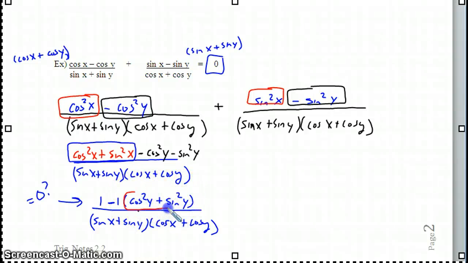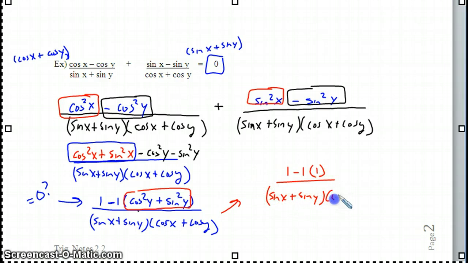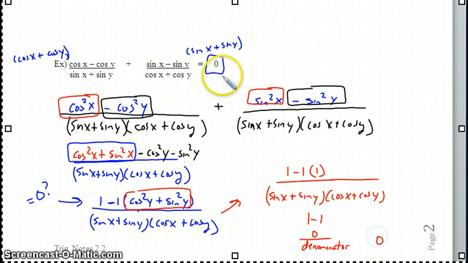This now is the Pythagorean identity, that is 1. So now what I have, if I come over here, I have 1 minus 1 times this is a 1, over sine x plus sine y times cosine x plus cosine y. And now I was able to get this to be equal to 0 because it's going to be 1 minus 1. And 1 minus 1 is 0. So I get 0 over this whole denominator, which I'm not going to take the time to write again. 0 over that is equal to 0. So therefore I show that 0 is equal to 0. And I could simplify that.